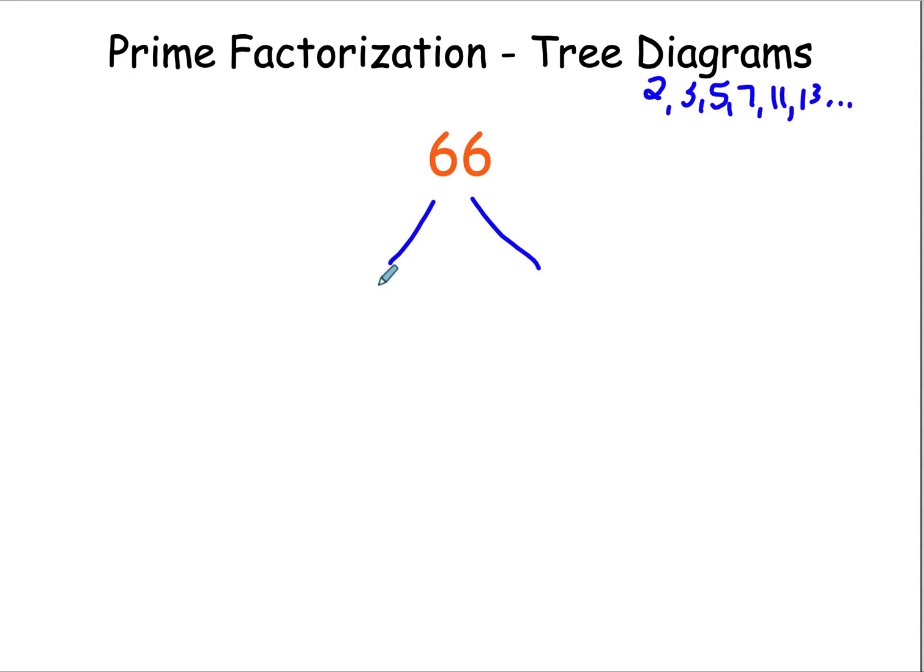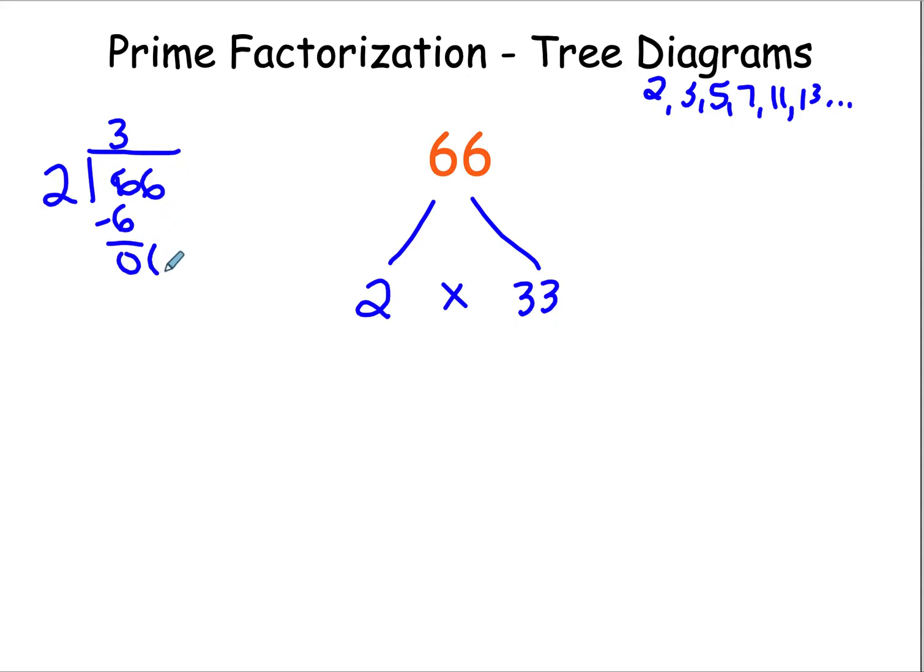Now, I can split that into 2 times 33. If you're not sure what half of 66 is, you can always go off on the side and do this and divide your 66. 6 divided by 2 is 3. Bring down my 6. 6 divided by 2 is 3. And then I have nothing left. So 2 times 33. Well, 2 is a prime number, so I'm just going to bring that down.